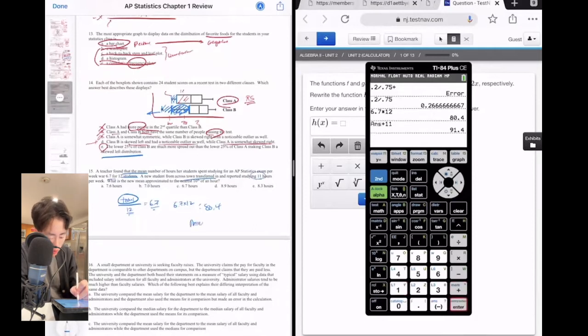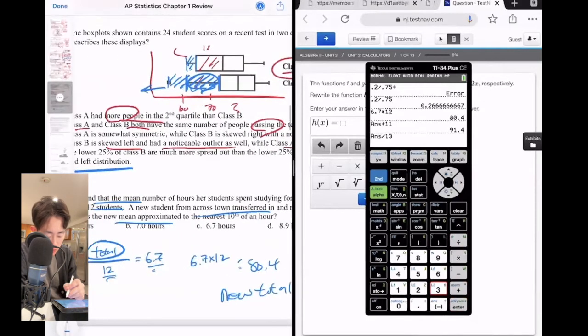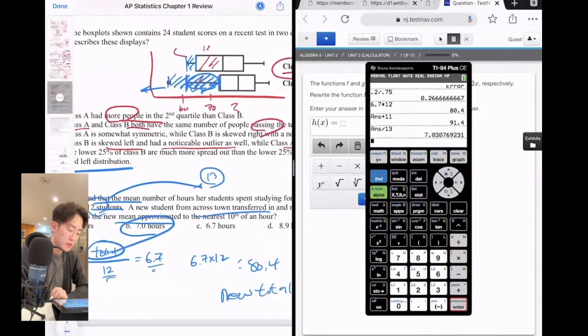So my new total is 91.4. Now, what is my new mean? Divided by 13 now, because we have 12 students, and adding one more will give me 13. So the correct answer here should be B. 7.03 is closest to being 7.0.